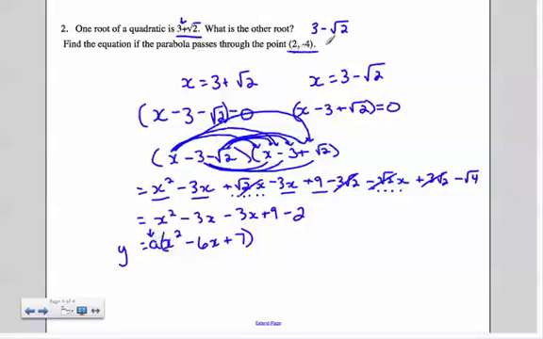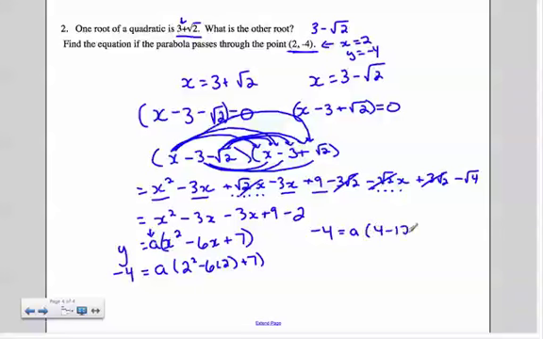That's where this is going to come in, because I'm going to sub 2 for x and negative 4 for y to figure out that a value. So that means negative 4 equals a times 2 squared minus 6 times 2 plus 7. So negative 4 equals a times 4 minus 12 plus 7. So negative 4 equals a times 1. So I don't need to divide by 1, but I really do bring it over and divide. So a equals negative 4.